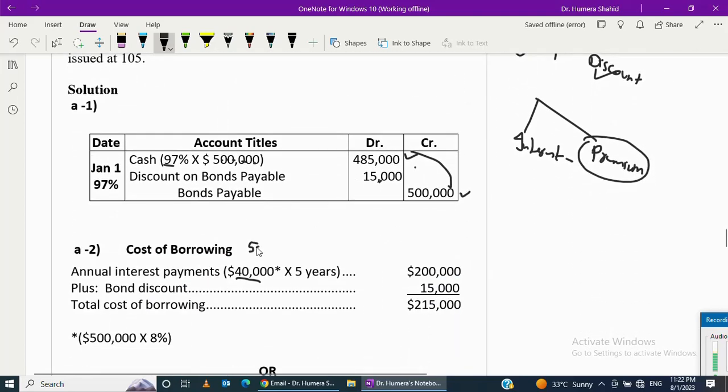500,000. Sorry, 500,000 is the value of the bond, and 8% is the rate of interest. So 40,000 is annual interest on the bond, but the life of the bond is 5 years. So you will be paying this 40,000 for 5 years. So altogether, how much interest do you pay? 200,000. But this bond was issued at discount.